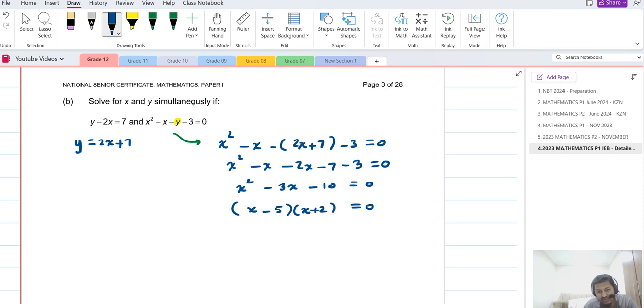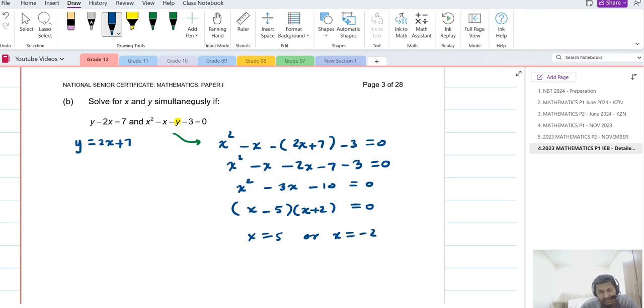In the previous question I showed you how to use a formula, how to use the calculator to solve this, right? So minus 5 times 2 is negative 10, minus 5 plus 2 is negative 3. That works. So x equals 5 or x equals negative 2.